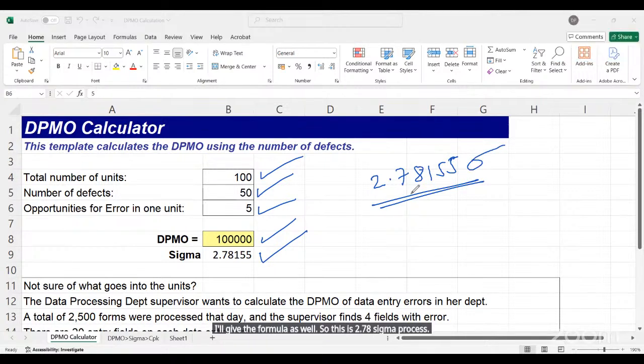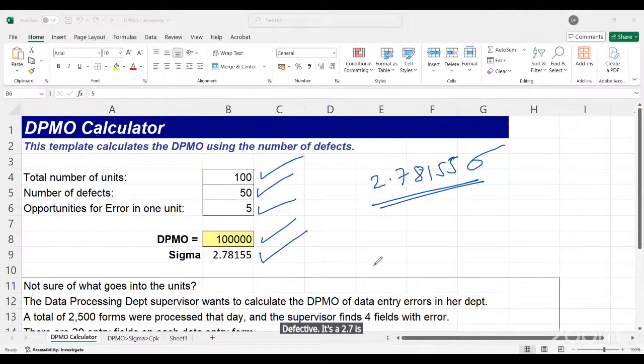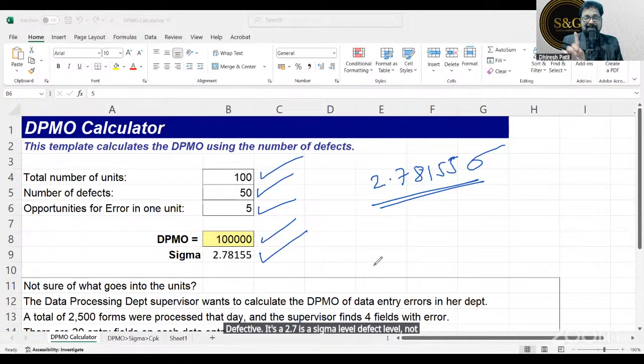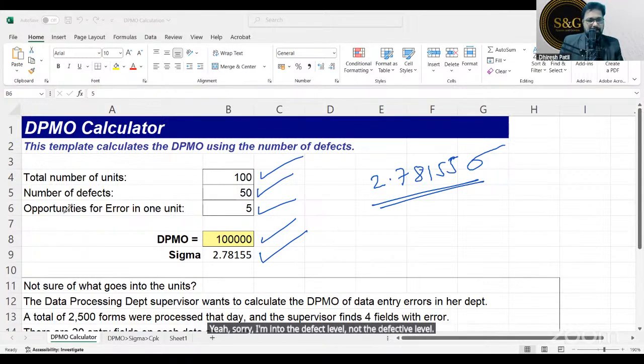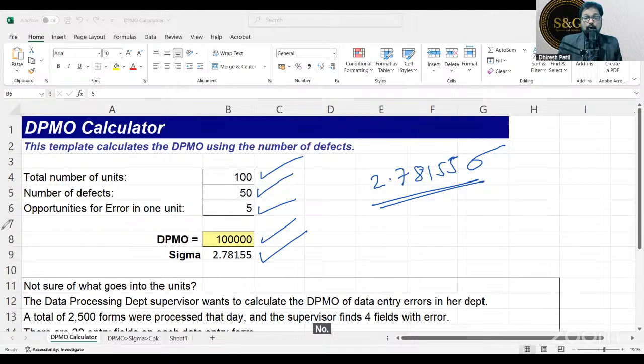So 2.7 is the defect, not the defective, no? Defect. 2.7 is the sigma level. Defect level, not defective level. Sorry, I'm into the defect level, not the defective level. Correct. Means out of the 10 lakhs, 2.7 products are defective. No. Let me explain it once again.